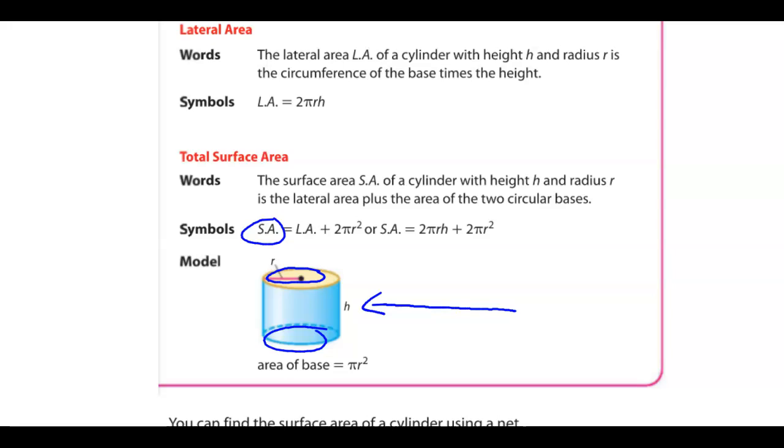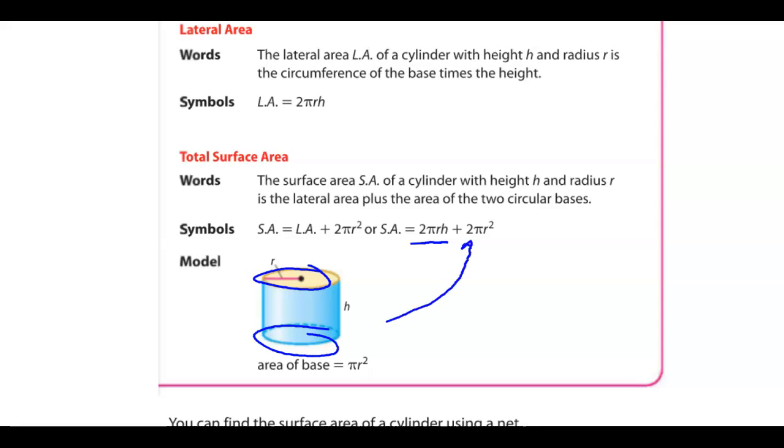So the formula to figure out the blue on the outside of my Jersey Mike's cup, or the blue that's on the outside of this cylinder right here, is 2 pi r times the height. Now to do the surface area, I'm going to take the lateral area, and then I have to do the area of a circle, which is pi r squared, and then another area of a circle, which is also pi r squared. So I have 2 circles, and each one is pi r squared.